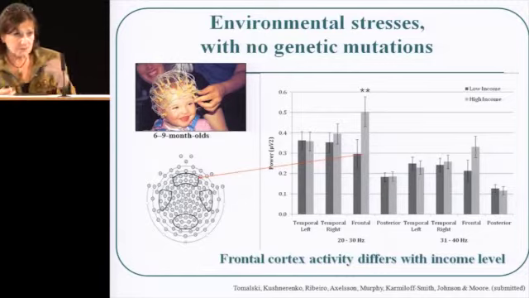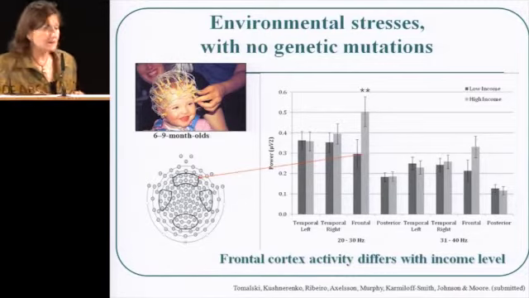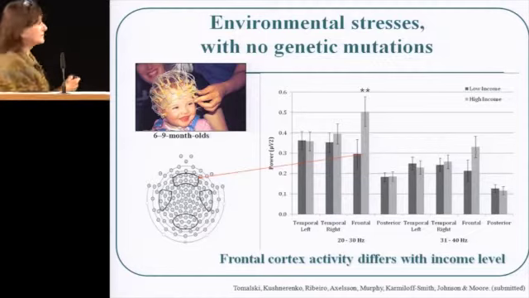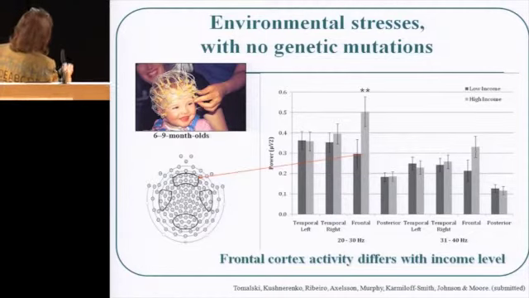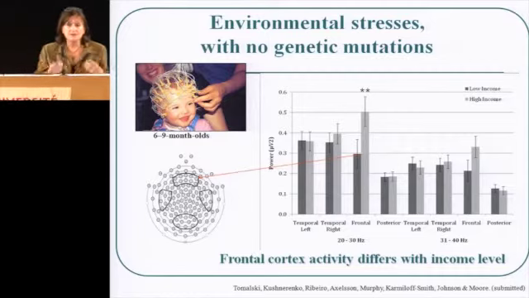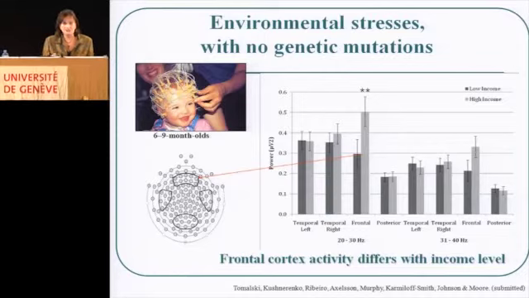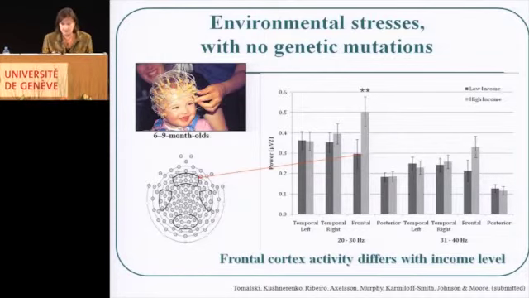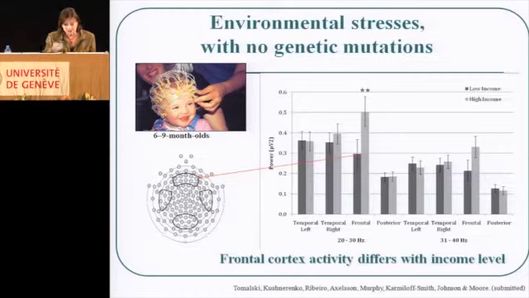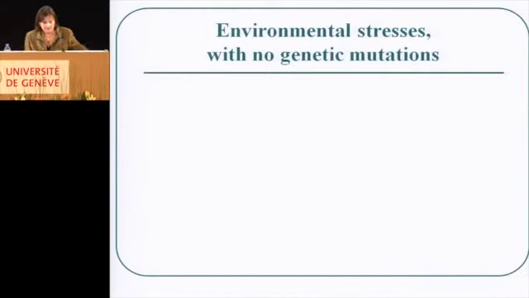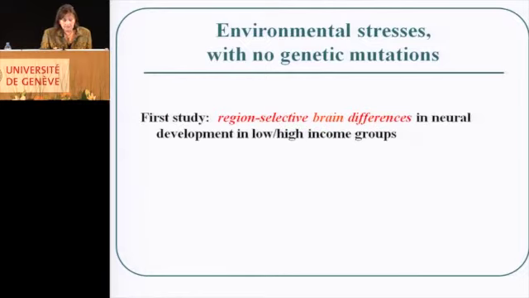But we're looking at the brain and processes in the brain, many parts of the brain. And what we've found so far in preliminary data is that the frontal areas of the brain, the part that's involved in planning, monitoring, and so forth, already looks different in these children who are growing up in impoverished situations. So they have no genetic mutation, but they are growing up with environmental stresses. Now, this is the first study, I think, to show region-specific differences, and that's an important finding because the frontal area is so important in development across the board in many areas.